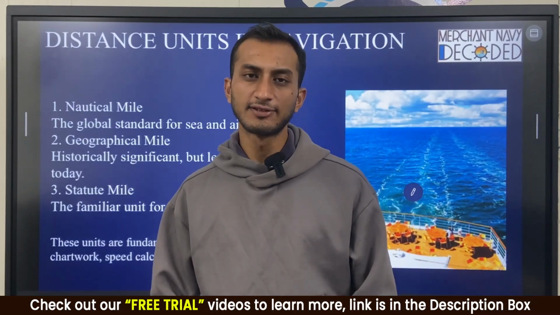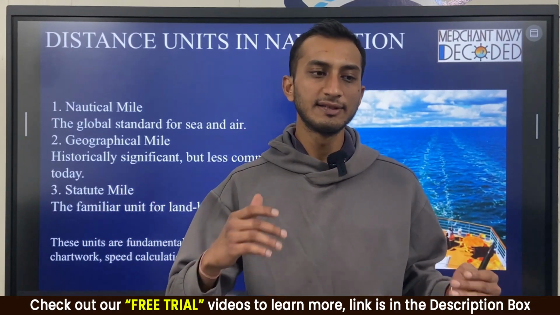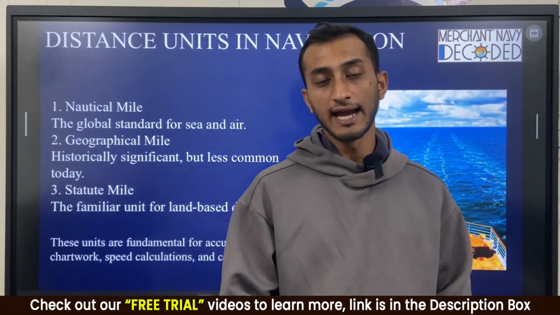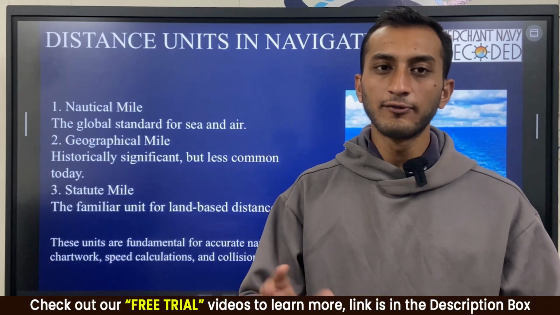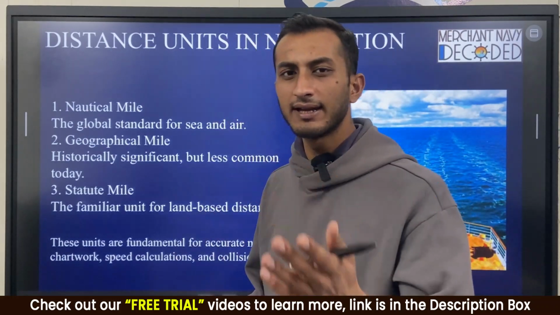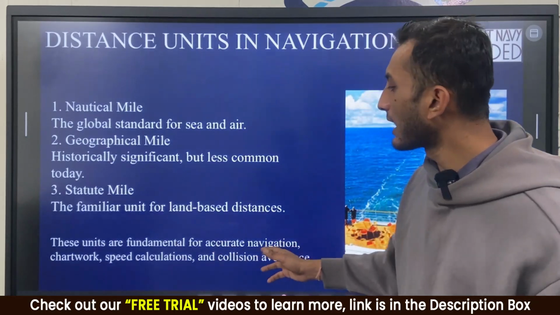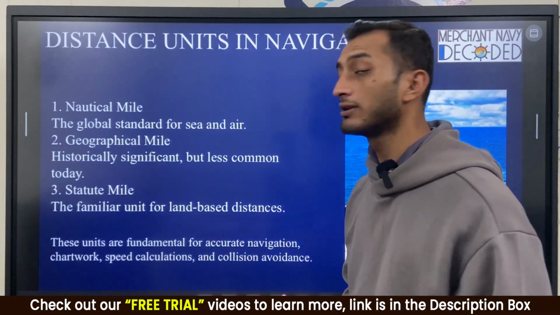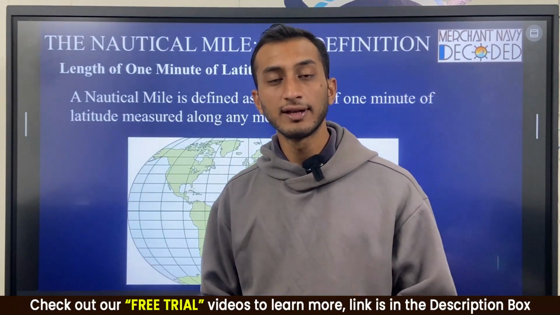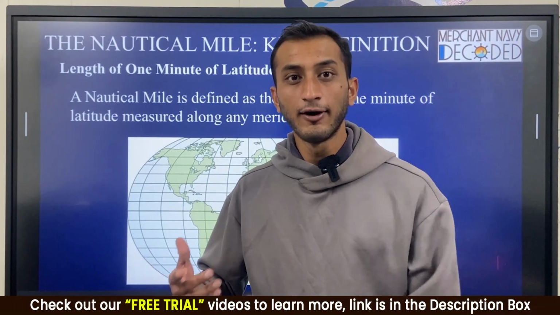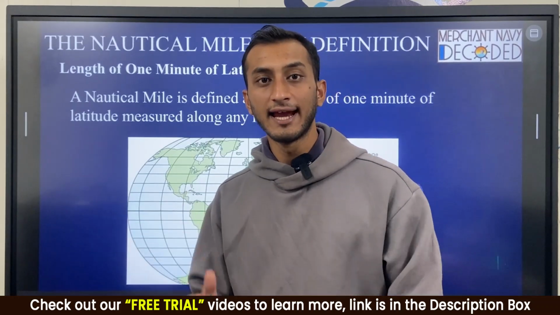Next is the stature mile. It has no relation with sea or air, but it has relation with land, but we don't use it at sea or at air. So we would be decoding what all these things are. Nautical mile is very mandatory for chart, for accurate navigation, chart work, speed calculation, and collision avoidance. And you might be thinking, why is nautical mile used for collision avoidance? Obviously, CPA, the closest point of approach, is measured in nautical mile.